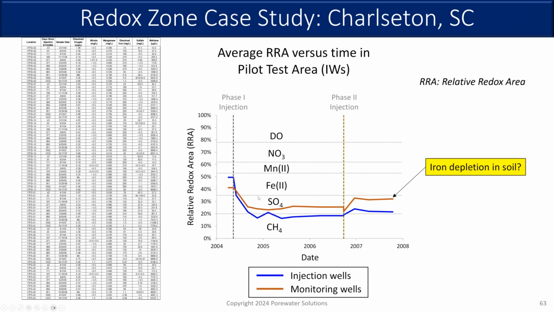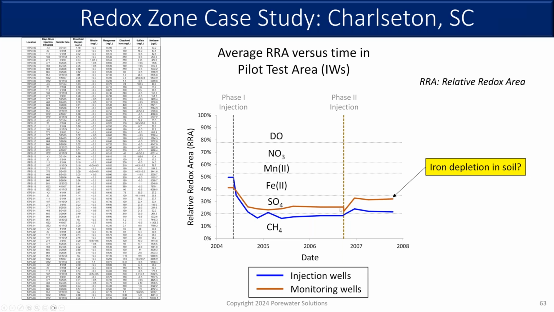Changes over time, looking at a couple of injection and monitoring wells, and what I can actually graph, I plotted the radial diagrams, got the redox areas, and just calculated how the redox areas were getting smaller, so getting more anaerobic as time went on during the bioremediation.